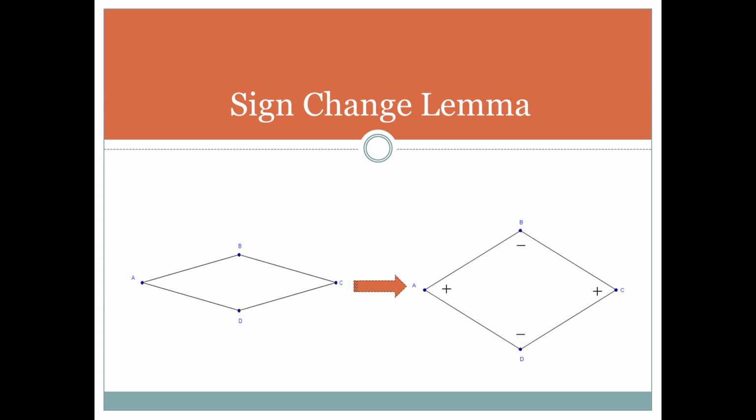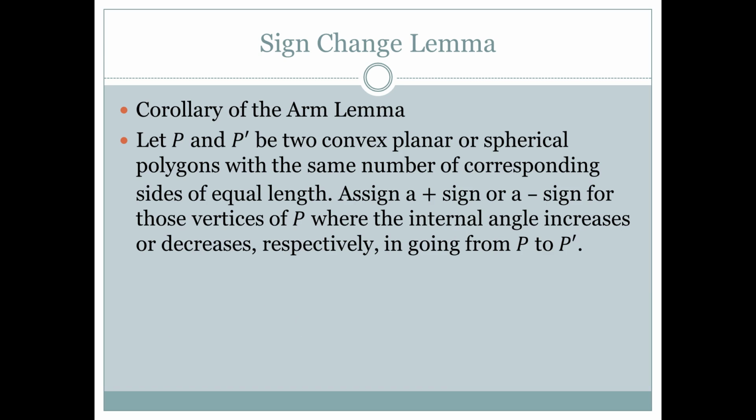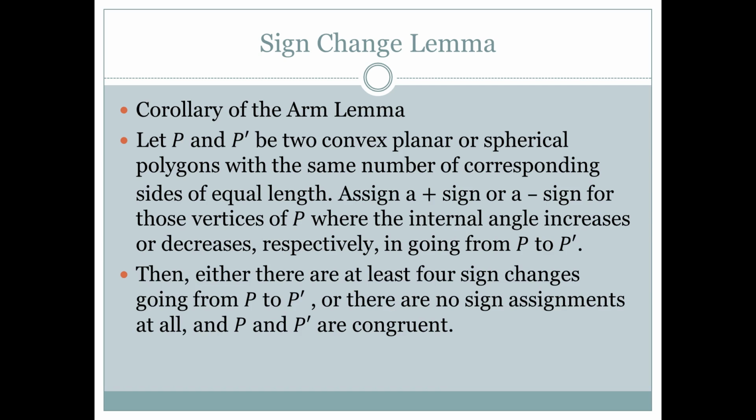So this is actually a rhombus. And as you can see, angle A and angle C both increased, and angle B and angle D decreased. So this is one example of assigning the signs. And again, the lemma states that there must be at least 4 sign changes going from P to P prime. So we can't have 1 or 2 or 3. And again, if there are none, they will be congruent.